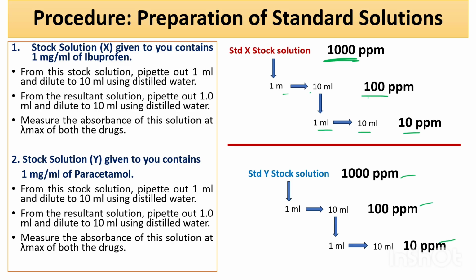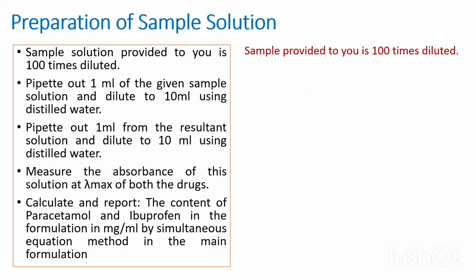Similar dilutions are made for paracetamol also, that is Y. Now next is the preparation of the sample solution. The procedure says that the sample provided to us is 100 times diluted, and from that solution 1 ml is taken and the volume made up to 10 ml. Again from this 10 ml, withdraw 1 ml and make up the volume to 10 ml. Then we have to measure the absorbance at lambda max of both the drugs, and calculate the content of paracetamol and ibuprofen present in the formulation in milligrams per ml.